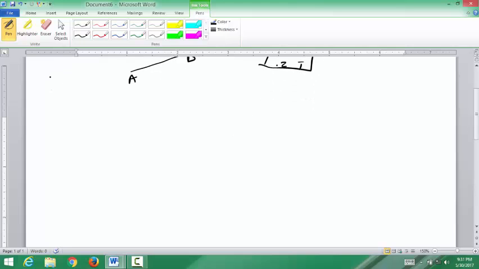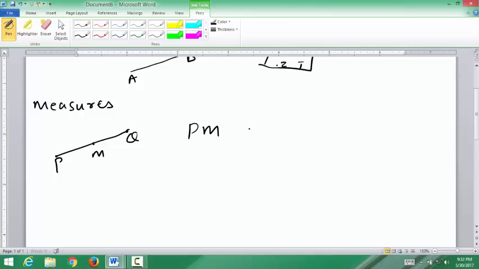Now we'll look at measurements. Let's suppose we take P and Q. These are the 2 points. Now suppose we take M as a middle point. Now point M is between the points P and Q. So P, Q and M are collinear. This will be written as PM plus MQ is equal to PQ.